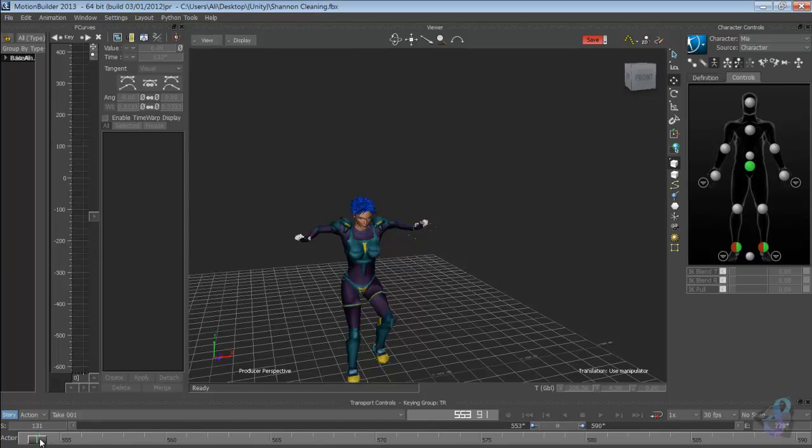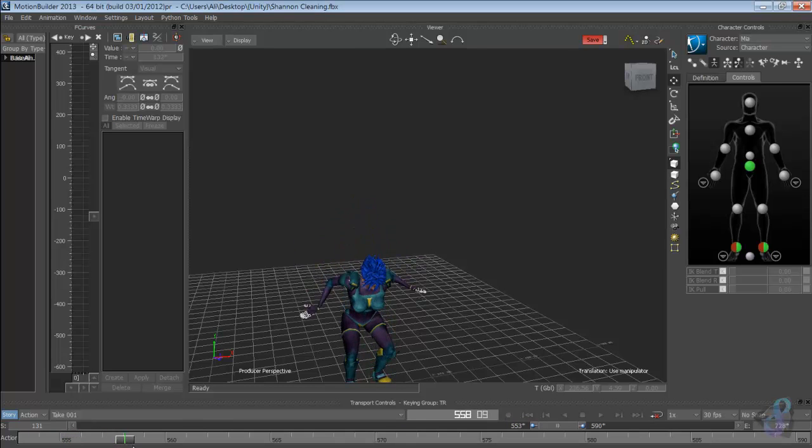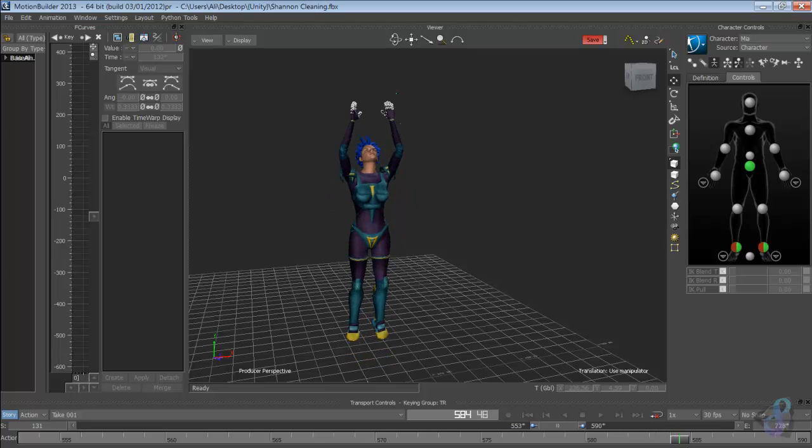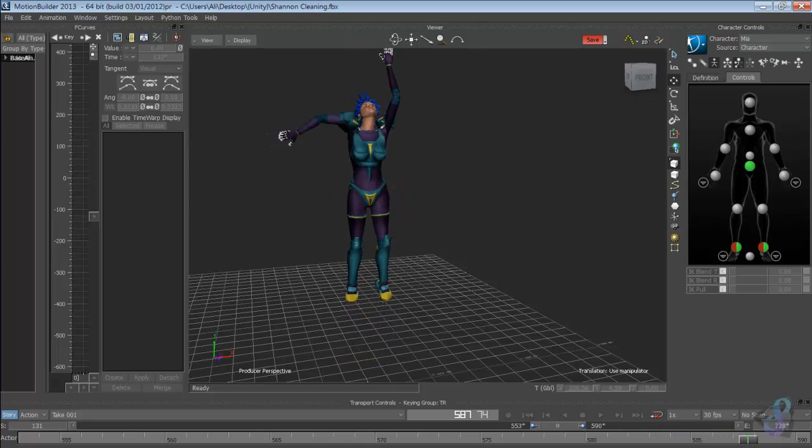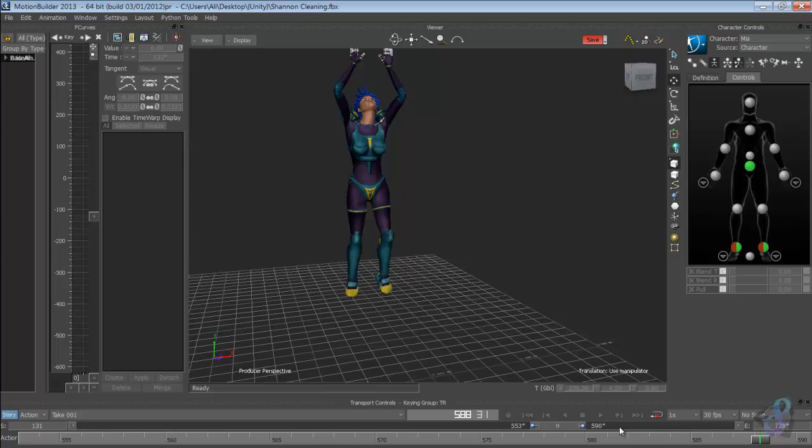Anyway, again her hand. Now look at the feet. Oh God, oh gosh. Hand. Hands. Hand. So, I think there is no point in showing you more. There are all kinds of jerkiness on her body parts.